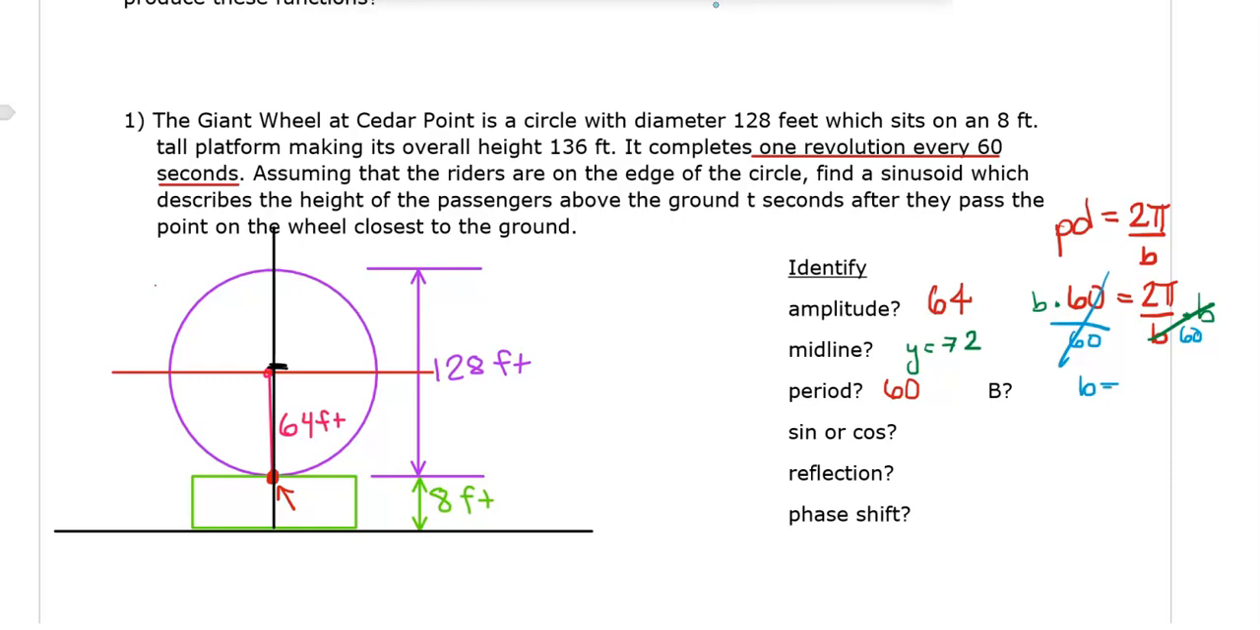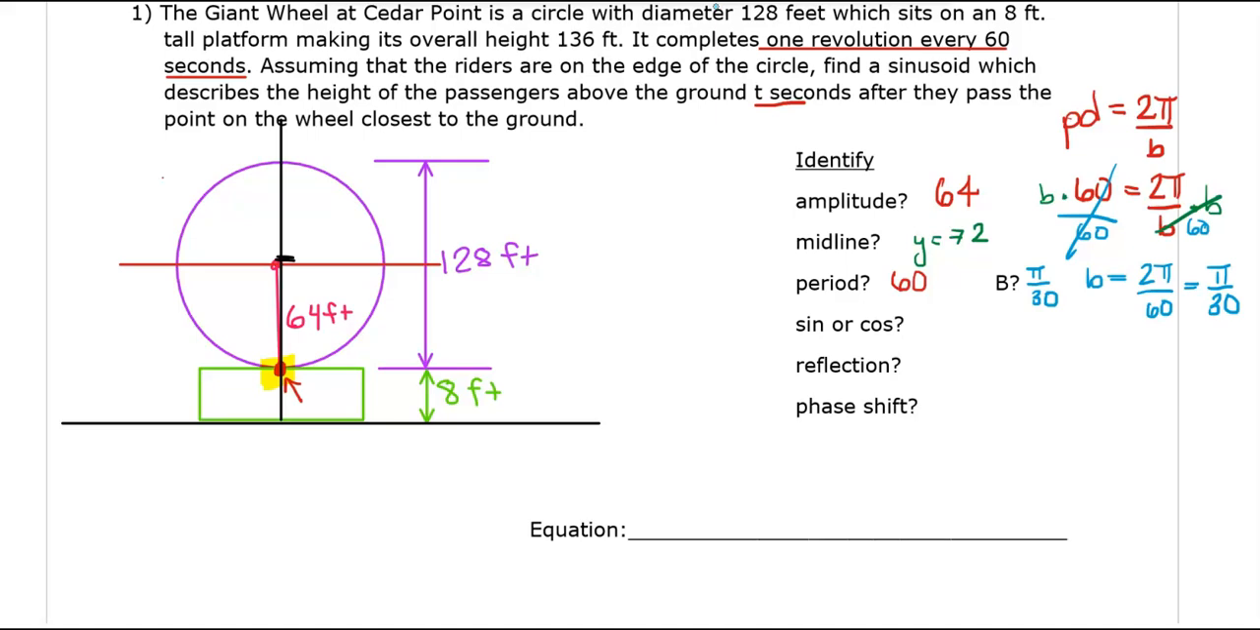And so that gives me B is equal to 2 pi over 60, and that would reduce to pi over 30. So I'm going to write that information right there. So B equals pi over 30. And now what we need to do is determine whether or not it's sine or cosine.